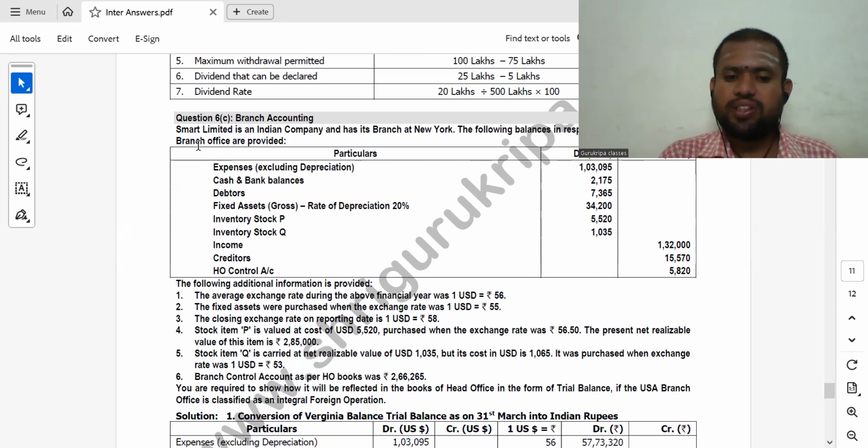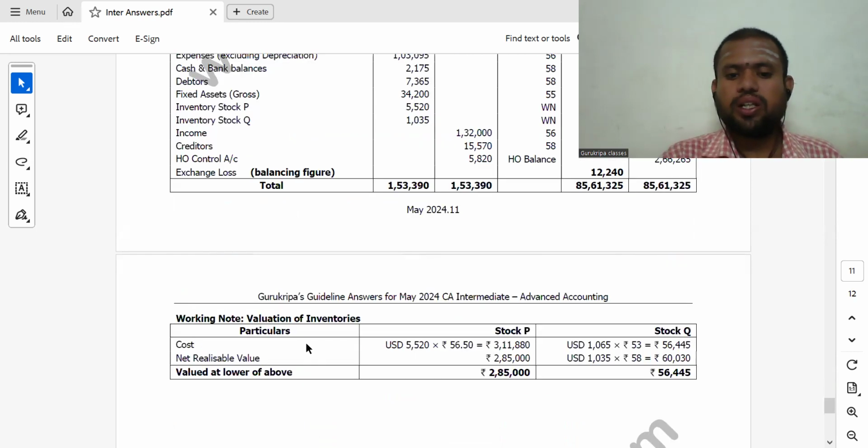In that, everything is a straight question. The inventory of P and Q we have to convert into the foreign currency, and the exchange rate and all they have given. So first you have to compute the cost and the net realizable value. Whichever is lower, you have to value. So stock P should be valued at NRV. Q should be valued at cost, whichever is less. So that is the only new thing. Thank you.